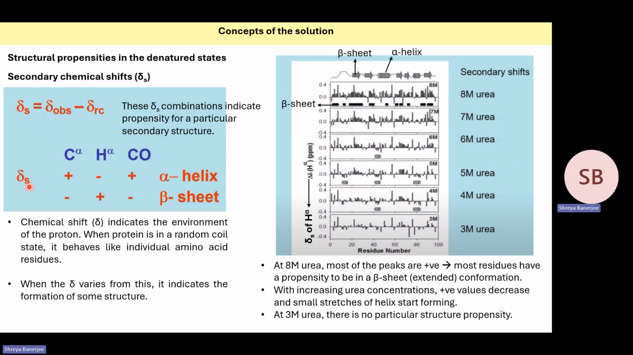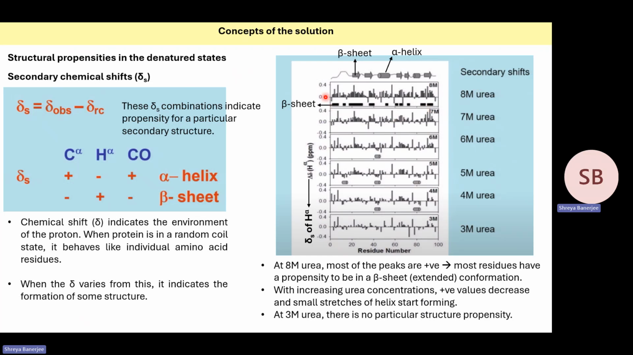And in beta sheet, the signs are opposite. C alpha and CO are negative, H alpha is positive. So using the secondary chemical shift, the secondary structure can be predicted. An example is shown here at 8 molar urea concentration where the protein is completely unfolded.